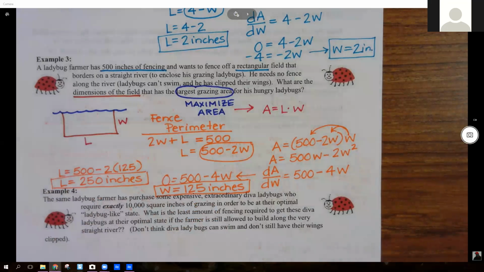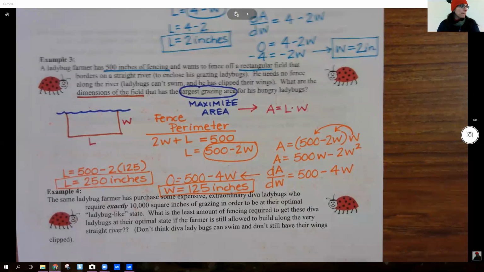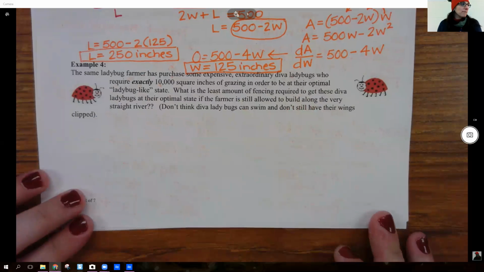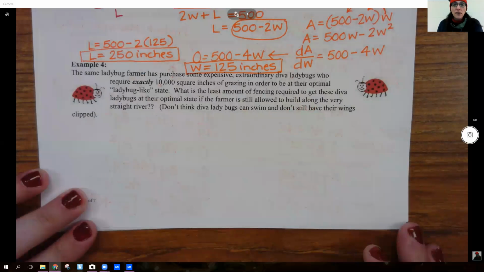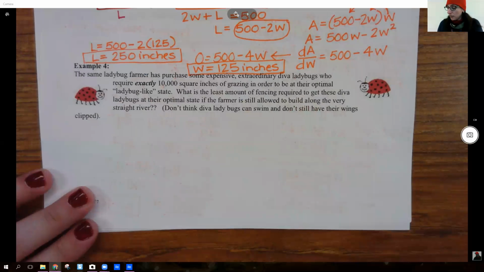Okay. Any questions about that? Alrighty. Example number 4. Remember, if I'm ever going too fast or you don't get it all written down, just take a screenshot real fast and save it. You can look at it later.